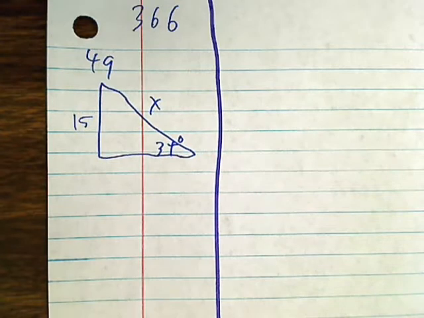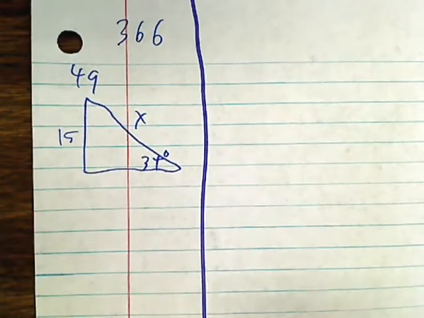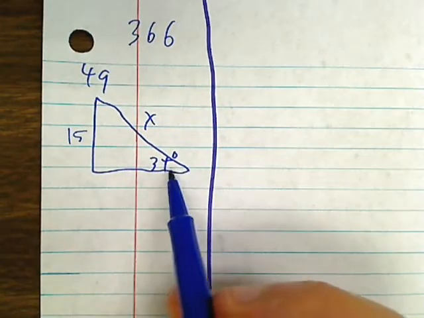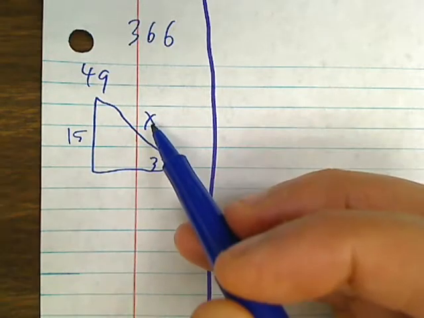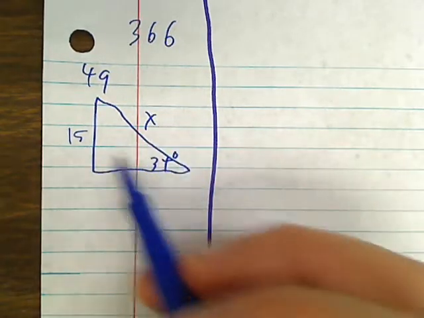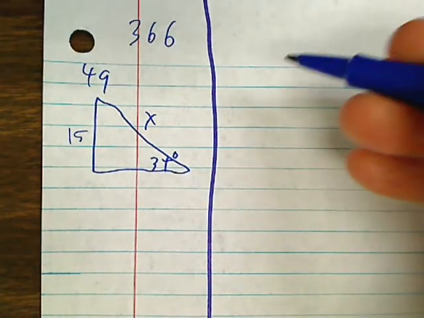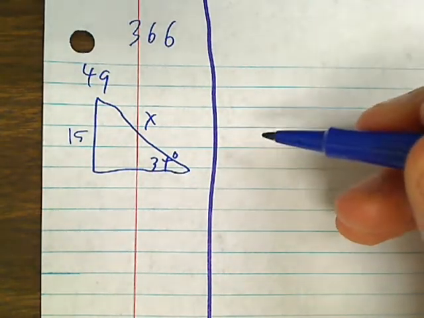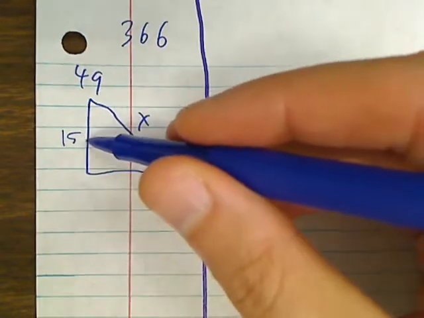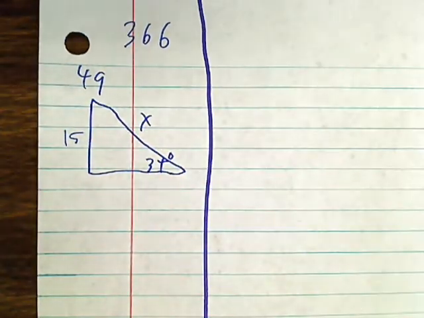So the first thing I need to do is recognize the trig function that I need. Here's my angle. I know the leg opposite, and I know the hypotenuse. Opposite over hypotenuse is sine. Cosecant would also relate these two. Cosecant is hypotenuse over opposite, but I don't have a cosecant button on my calculator. I'm going to use the sine button, so that's why I'm going to choose sine over cosecant.